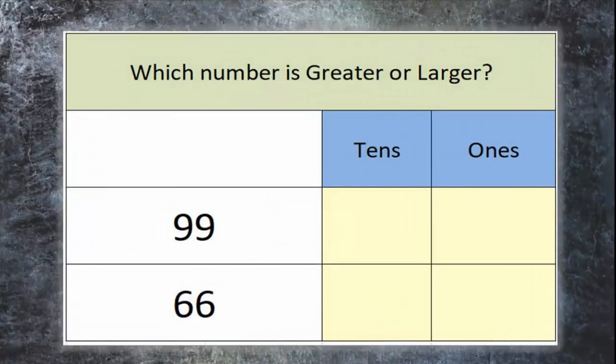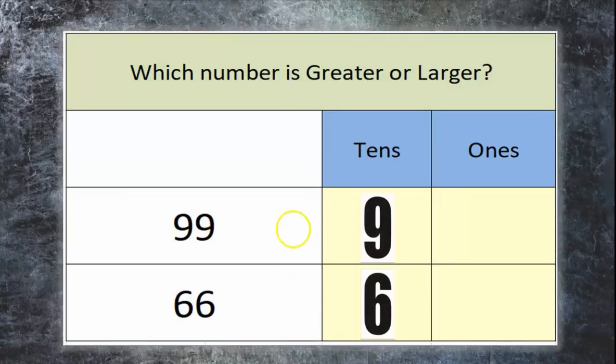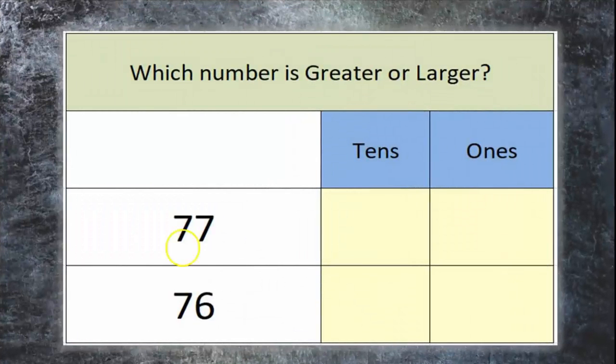Let's do another one. We have 99, which has 9 tens, and 66, which has 6 tens. So which number is greater? The one that has more tens. 99 is greater. We have two numbers again, 77 and 76. 77 has 7 tens. And 76 also has 7 tens.